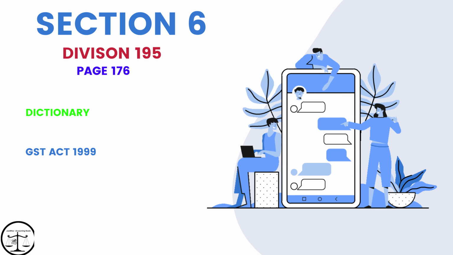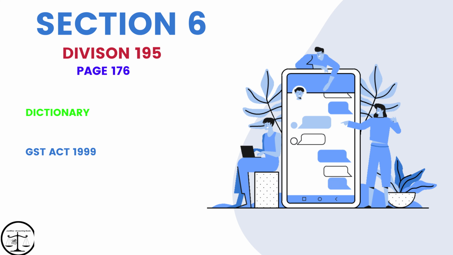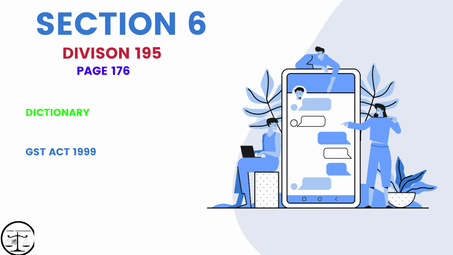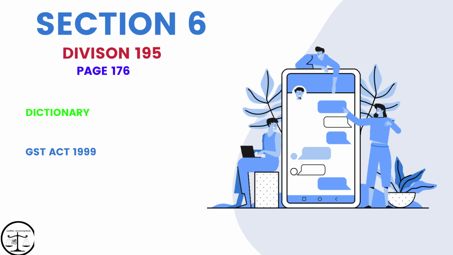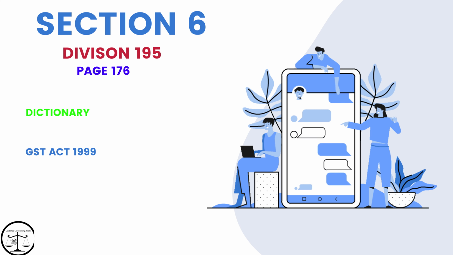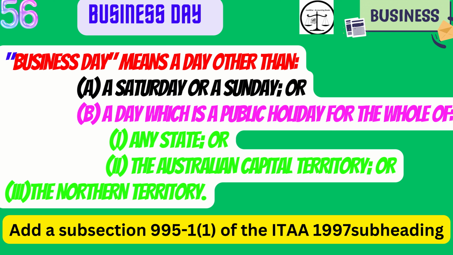Friends, that was it for section 5 of this video, which was page number 175 of division 195. Now we discuss words contained in page number 176 of dictionary. Please find words on screen. This is sixth and second last section of this video, explaining GST dictionary words of division 195 from GST Act.